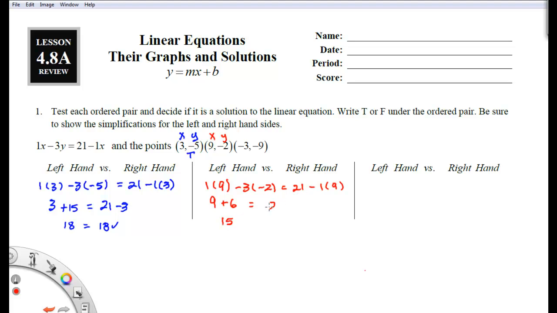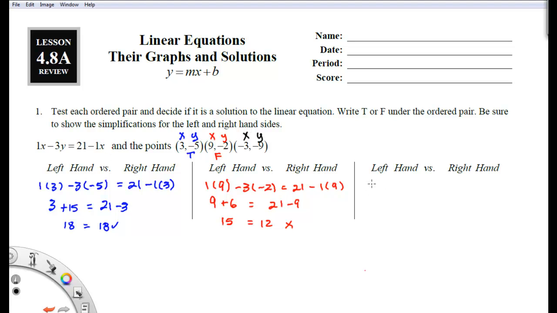Now I have 21 minus 9. 21 minus 9 is 12. Well, that doesn't work, does it? So that's a false statement. 15 does not equal 12, so we know that's not a solution, so we're going to put false for that one. Now our last one, we'll use a negative 3 for the x, 9 for the y.